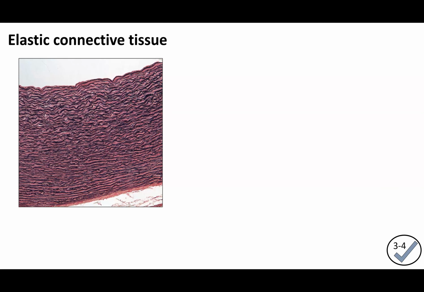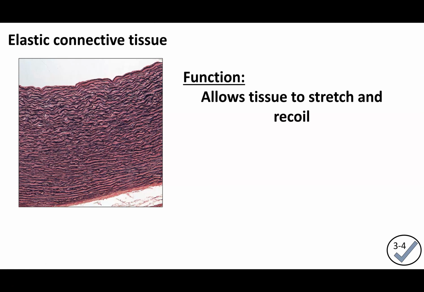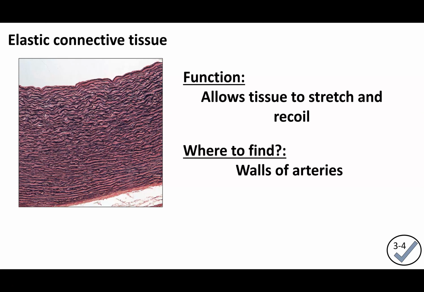Then we have elastic connective tissue. It is like dense regular connective tissue, but we have an abundance of elastic fibers. Whenever you see kind of dark purple strands, you should think elastic fibers. And so we just see a ton of elastic fibers put into this dense connective tissue here. So its function is to allow tissue to stretch and recoil. And so places you'll find this is the walls of arteries.